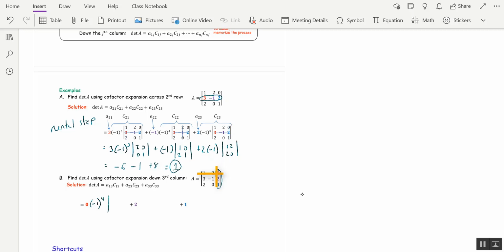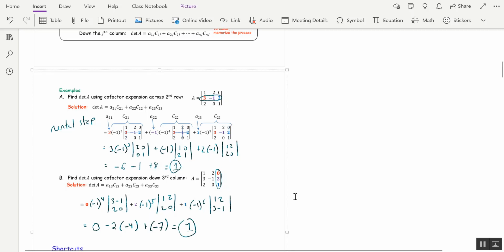I'm going to cross out first row, third column of A, and the numbers that are left are 3, -1, 2, 0, and then I've got 2, -1 to the 5, subdeterminant 1, 2, 2, 0, and then 1 times -1 to the 6, and my subdeterminant will be 1, 2, 3, -1, and that gives us just 0, -2 times -4, plus -7, and again we get 1.